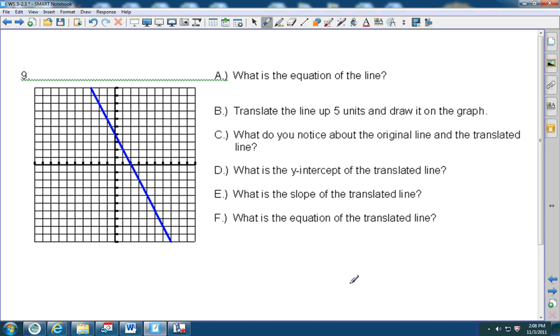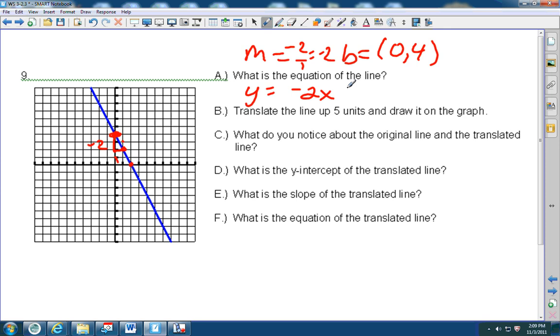Next one. What is the equation of the line? Well, first I need M, and then I need B. Let's start with B. 1, 2, 3, 4, right here. I have 0, 4. My slope, down 1 to the right 1? Nope. Down 1 to the right 2. Sure enough, down, so -2 over 1, which is -2. The equation is y equals -2x plus 4.